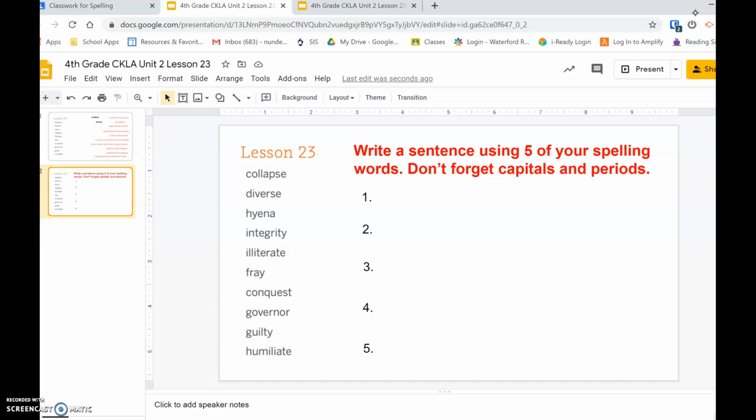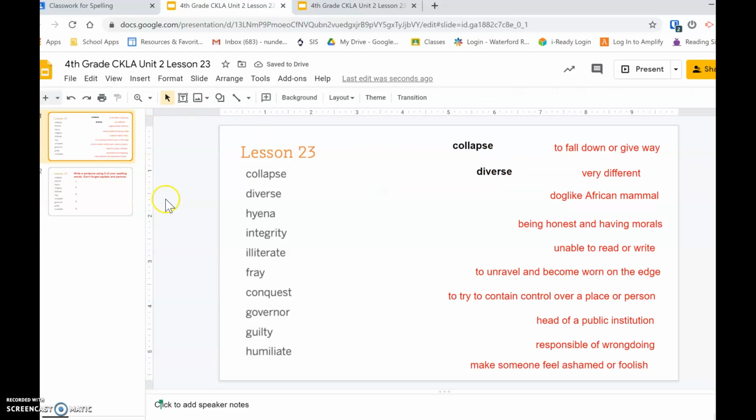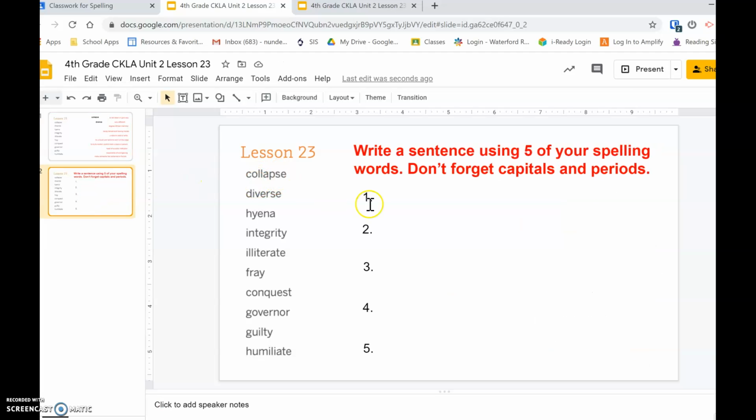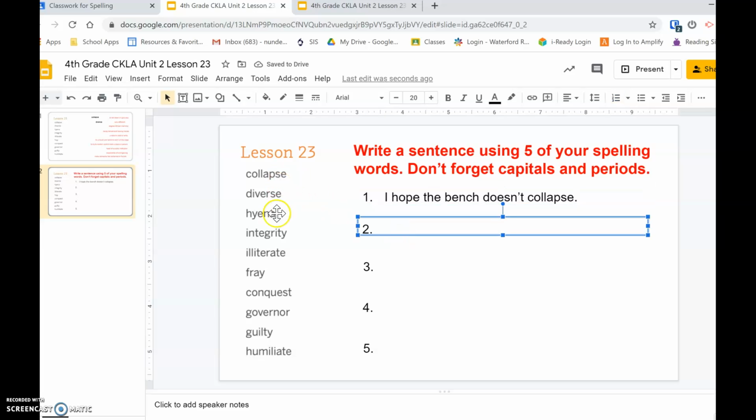Okay, the next one says, write a sentence using 5 of your spelling words. So I want you to use the first 5 words today, and I want you to start after the number 1, and we're just going to use the first word on the list. So we have collapse. So we're going to write a sentence that has to do with collapse. I hope the bench doesn't collapse. Then one with diverse. So you're going to do these first 5, the ones that we practiced today. Those are the ones you're going to type.